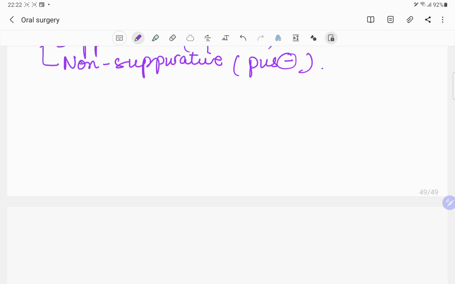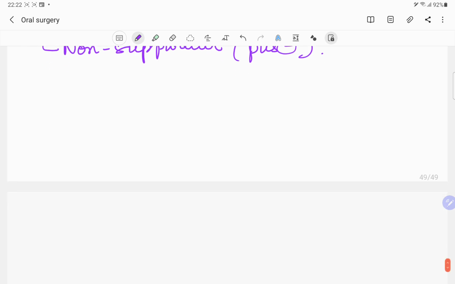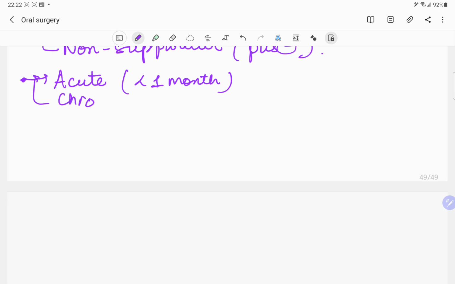Also, we can classify the osteomyelitis into acute and chronic. So how do we classify the acute and chronic? Acute is when there is a presence of infection up till 1 month. After 1 month we call it the chronic. So after 1 month it is chronic. And chronic also we see primary and secondary. And in between we also have subacute phase.